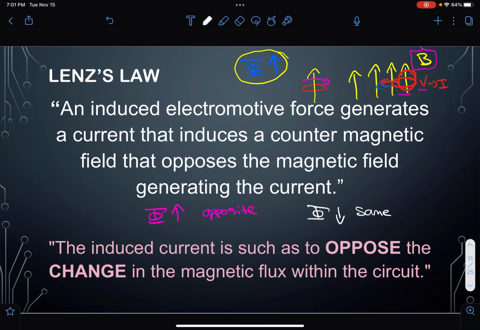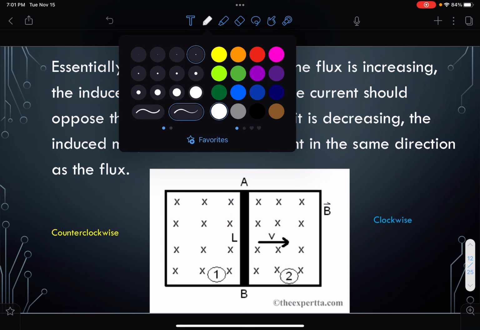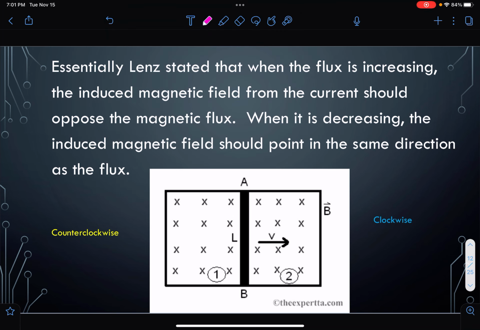Okay, so let's go ahead and look at this. All right, so Lenz says that whenever the flux is increasing, the induced magnetic field from the current should oppose the magnetic flux. When it's decreasing, the induced magnetic field should point in the same direction as the flux. So here's two situations. Okay, we have this rod here, and it is moving in this direction. So we've got two situations.